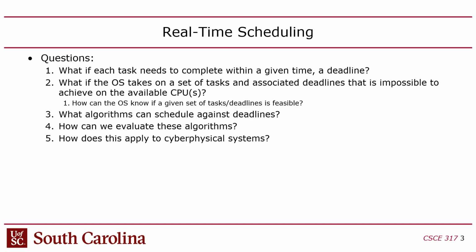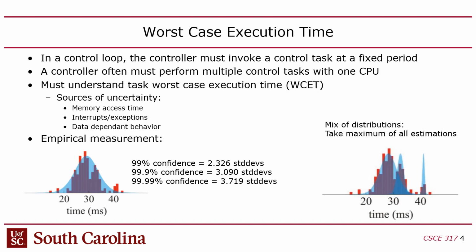So the question is, for real-time scheduling, is this hard? And when I say hard, if I have a set of tasks that I need to have done by a certain deadline on each task, is that a hard problem? What happens if I have more tasks than the CPU could possibly run? How do I know if it's even feasible to meet deadlines for a set of tasks? What algorithms can be used for this, and how do we evaluate them? And how does this apply to cyber physical systems? Well, it's needed for control.